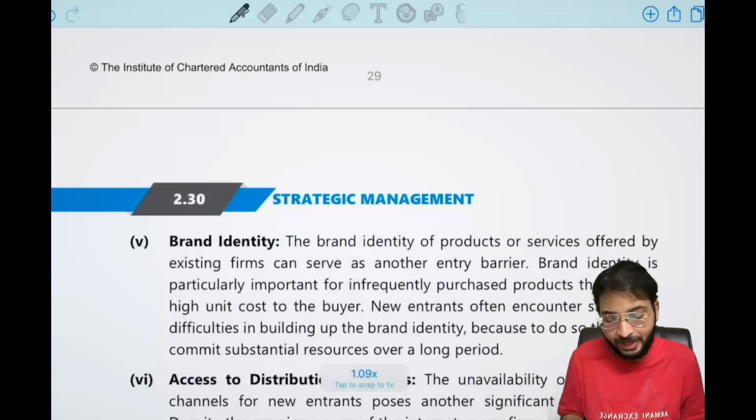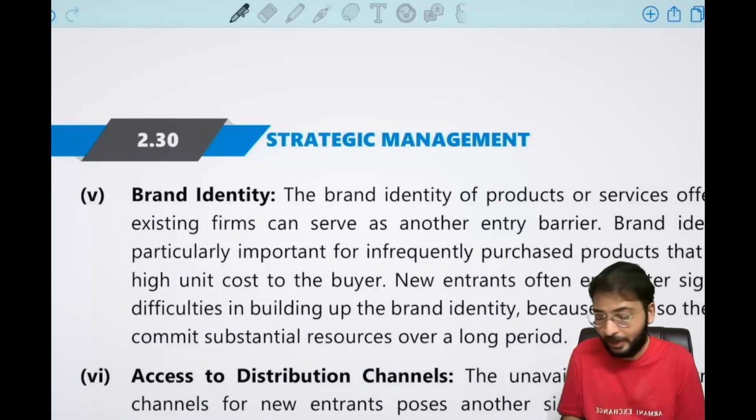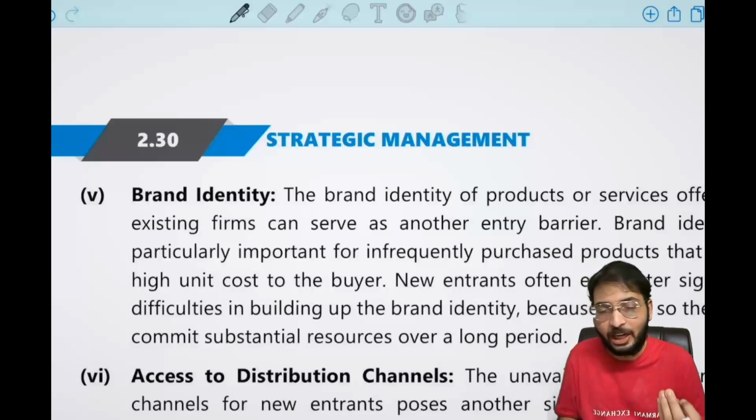Fifth barrier is called as brand identity. You remember the water bottle example I gave two minutes back. So why are they choosing Kinley? Because that's already a brand, and people will be choosing a brand over the newbie. So that is called as brand identity.